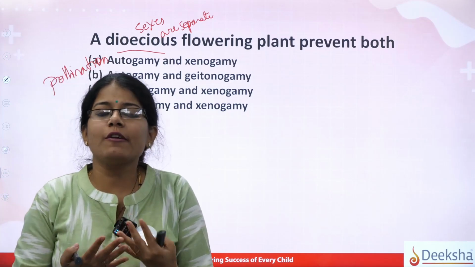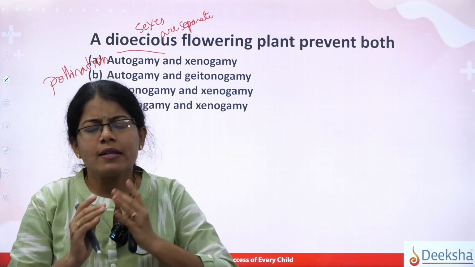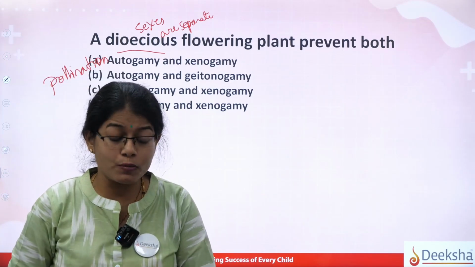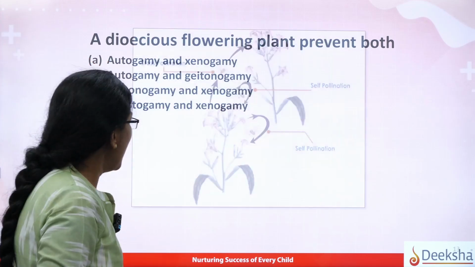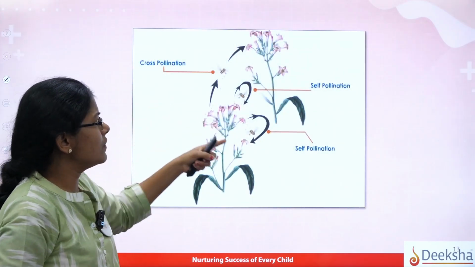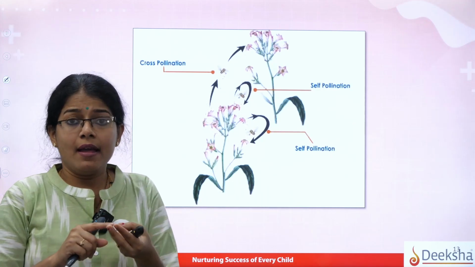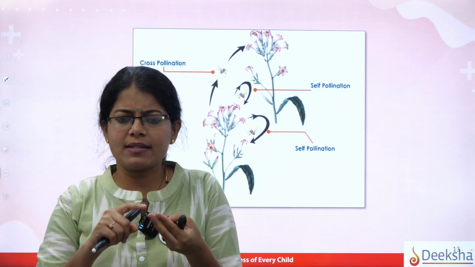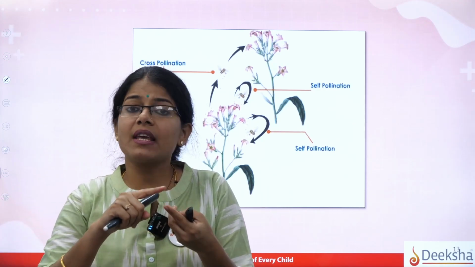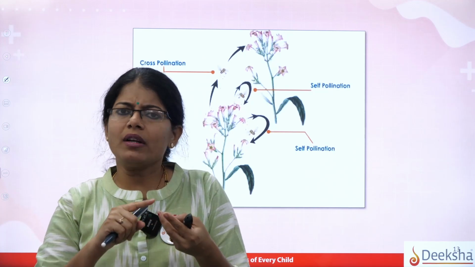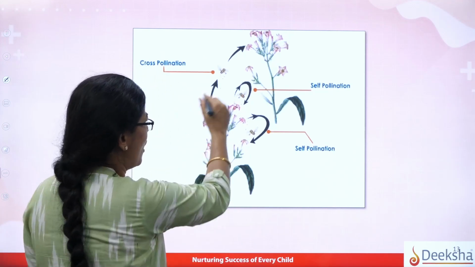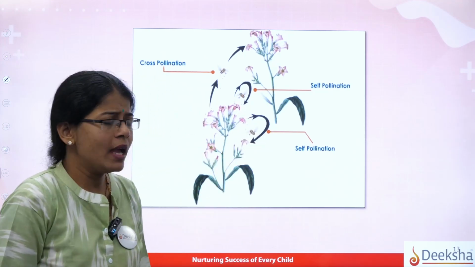Now, before we try to solve this question, let us throw some light on the different types of the fusion of the gametes, right? And here we go. So look at this now, the types of the pollination. So you have studied there are two types of pollination. One is the self-pollination, one is the cross-pollination. Now what is self-pollination? Can you make out from the diagram here self-pollination?